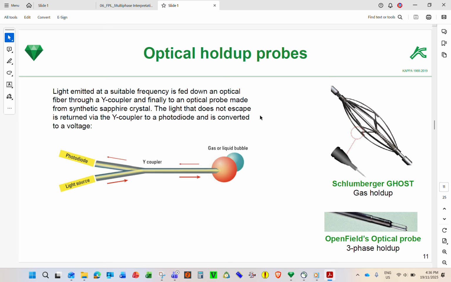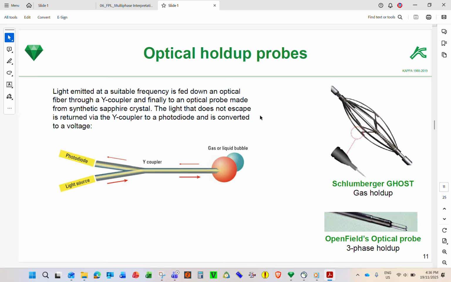You have a photodiode, and a lamp sends light through the optical fiber, and it moves back to the light source, and then the photodiode is the sensor of the reflected light. So it's simple like this. And open film also uses the same thing. So it's for 3-phase holdup. It can be used for 3-phase as well.